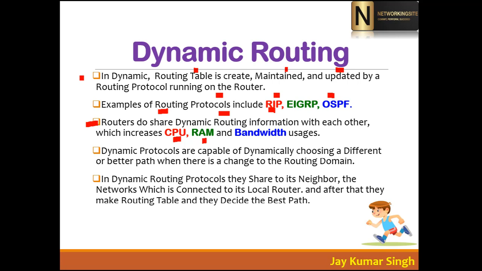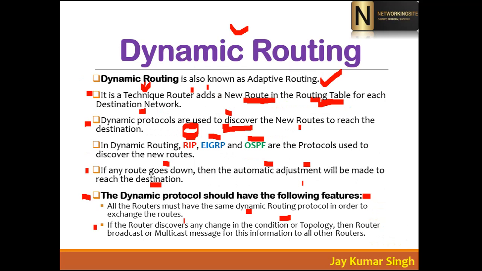After some slides, you will come to know why this is happening there. Dynamic protocols are capable of dynamically choosing a different or better path when there is a change of routing domain. We have already talked about this: if a better route comes, this is my old route, and if some better route is coming towards you, it will remove the old route, discover the new route, and follow the new route.